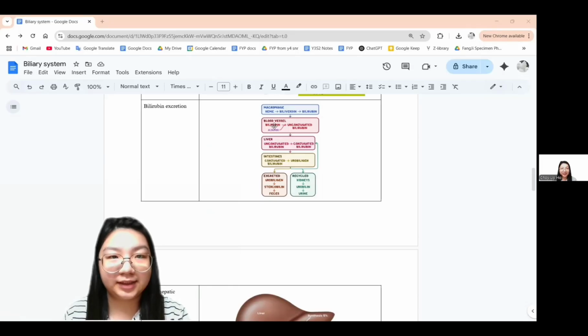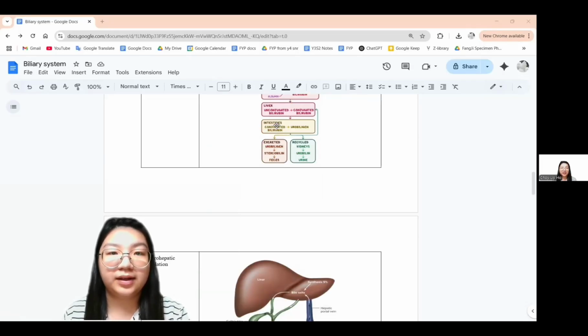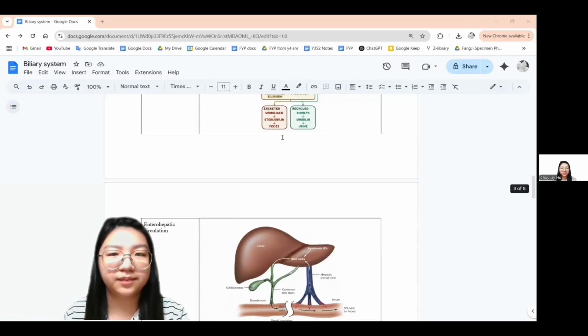In the small intestine, the bilirubin in bile is converted by the microflora into urobilinogen. Some of the urobilinogen is excreted by conversion to stercobilin, which is greenish yellow in color and excreted together with feces, which contributes to the greenish yellow color of the feces. And some of the urobilinogen is recycled and converted into urobilin by the kidney into urine, which makes the urine look yellow.